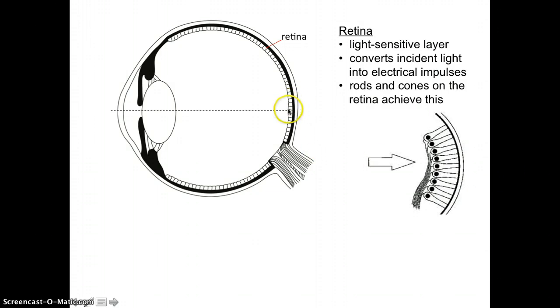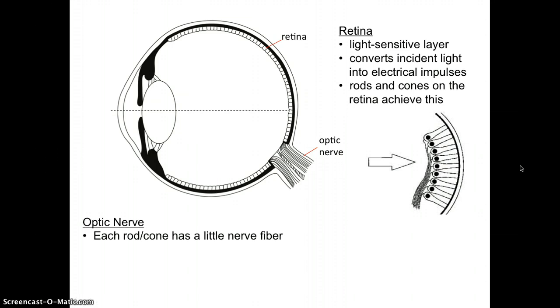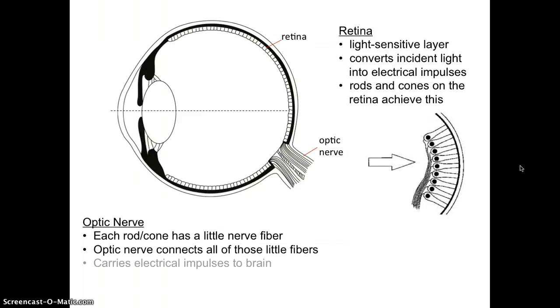So all of these little fibers are running across the outer surface. Light passes by them when it strikes the cones and rods. They all combine together over here, and that is called the optic nerve. So each cone and rod has a tiny little nerve fiber, and all of those fibers connect together at the optic nerve. And the optic nerve is what carries those electrical impulses to the brain.